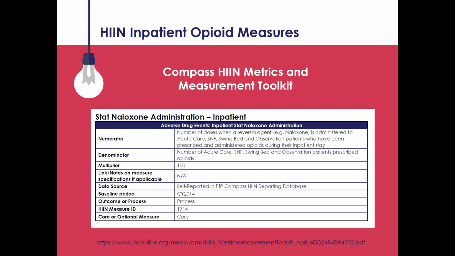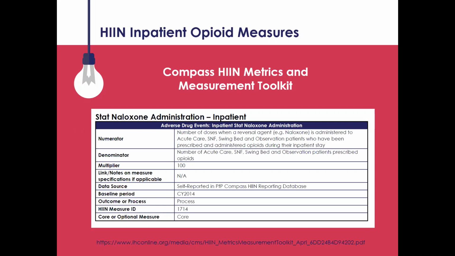And what I'd like to pay particularly close attention to, because I think that there's been some misunderstanding in the past, is that the numerator is really the number of doses when a reversal agent is administered to an acute care, SNF, swing bed, and observation patient who has been prescribed and administered opioids during their inpatient stay. So there's 2 key things there. They need to be prescribed during their stay and administered during their stay. And when that occurs and naloxone is given, they meet the intent of the numerator.